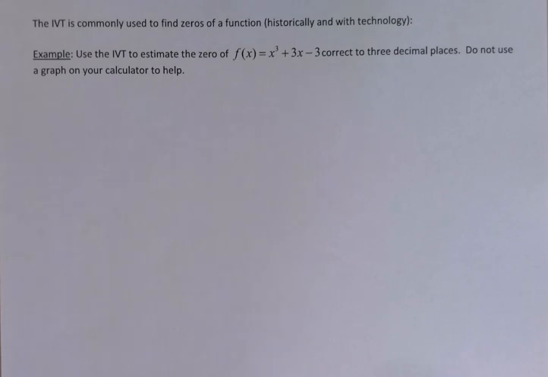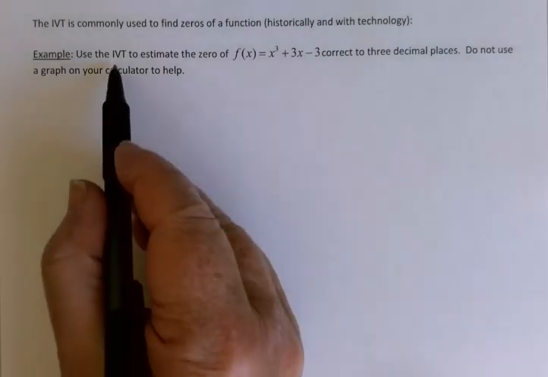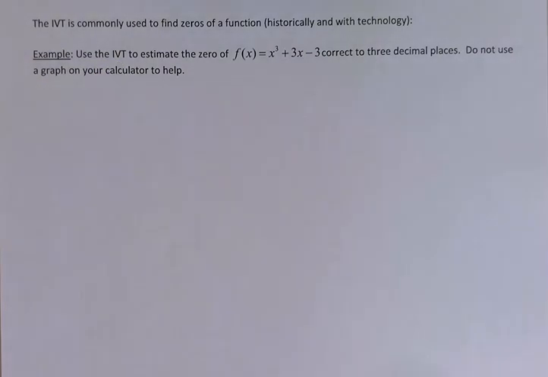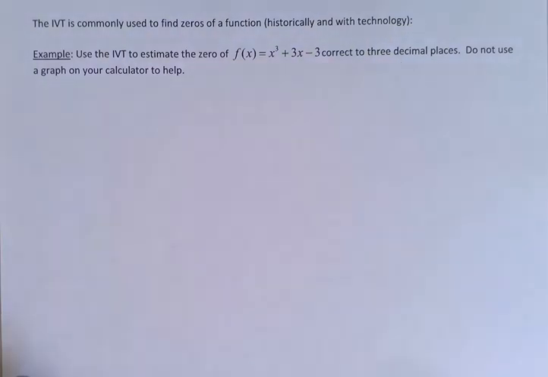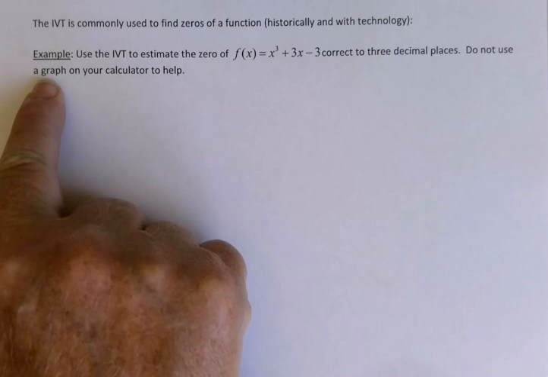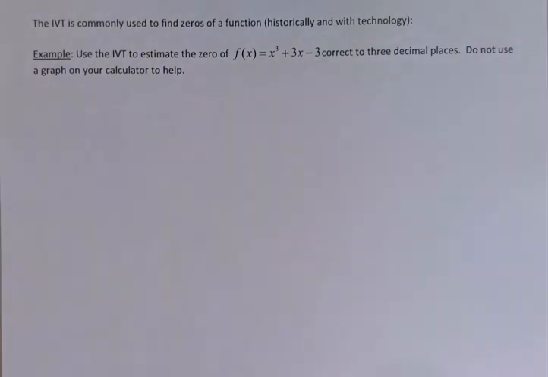So we're going to pretend that we don't have graphing technology that just quickly and easily identifies a zero, although I am going to cheat and use a little technology to help me with the arithmetic. What if I wanted to rely on the concept of the intermediate value theorem to estimate the zero of that function correct to 3 decimal places? Do not use a graph on the calculator to help, so we won't graph it, but I am going to use a table because I don't want to have to plug all these numbers in by hand.